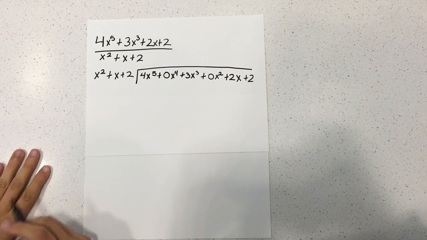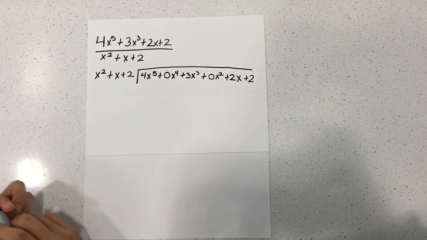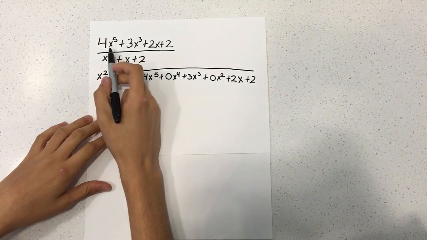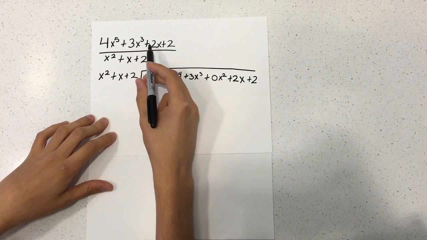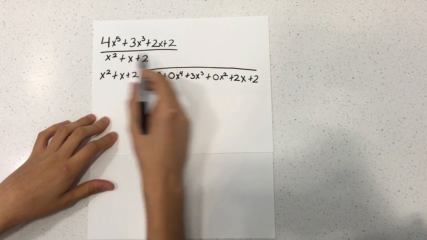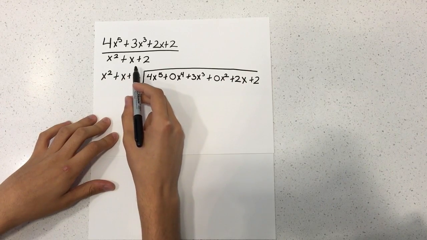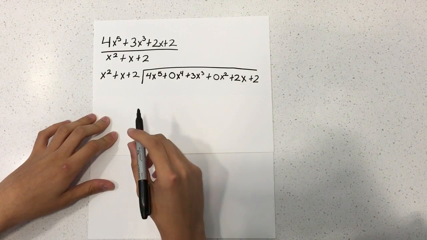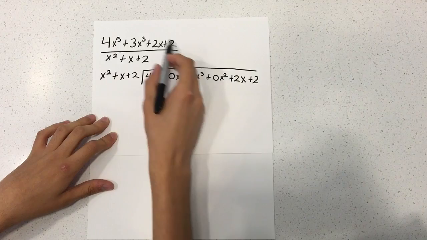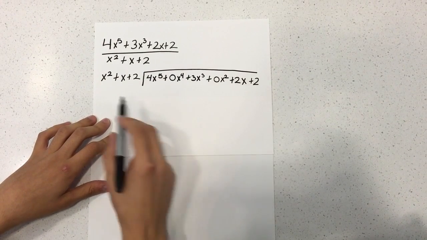Hello everyone, here's an example of how to solve a long division problem. Our problem is 4x^5 + 3x^3 + 2x + 2 divided by x^2 + x + 2. To begin solving our problem, we place our numerator inside the division sign and our denominator on the outside.